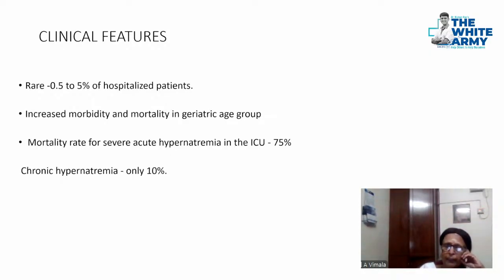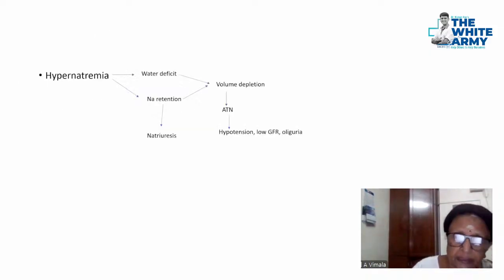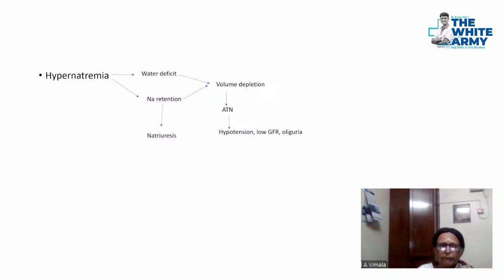Mortality rate for acute hypernatremia in the ICU is around 75%, whereas chronic hypernatremia has only a low mortality of 10%. So what happens in hypernatremia? In hypernatremia, we said there is a water deficit, there is a sodium retention. Whenever there is a water deficit, there is a volume depletion. When there is a volume depletion, the GFR comes down. It produces acute kidney injury, which can give rise to hypotension, low GFR, and oliguria.